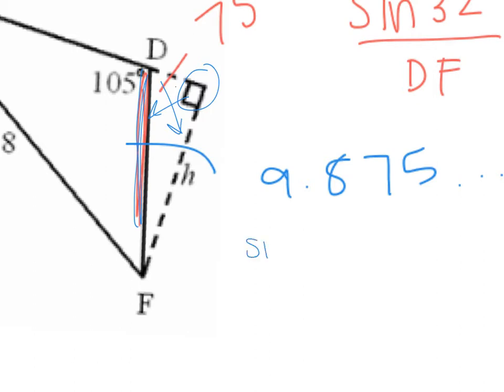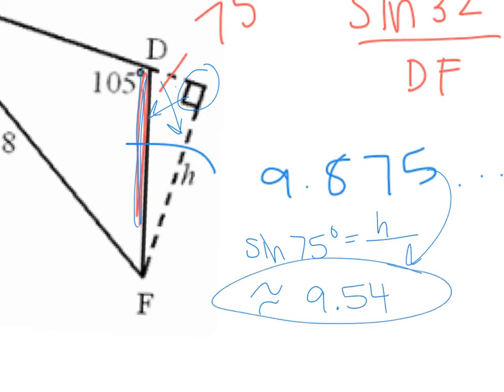So I'm going to use the sine of 75 degrees equals opposite over the number I held in my calculator. So I'm going to multiply the number I held in my calculator, 9.875, etc., times the sine of 75 to get what h is. So h is approximately equal to 9.54 to the nearest hundredth.